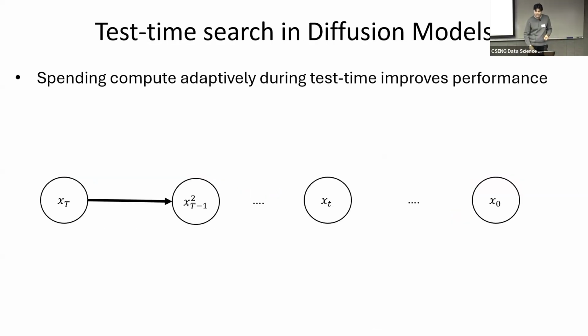Another way in which we can use already trained diffusion models. So now I'm talking about once you have trained your diffusion models, how you can use them: this new aspect of test time search.